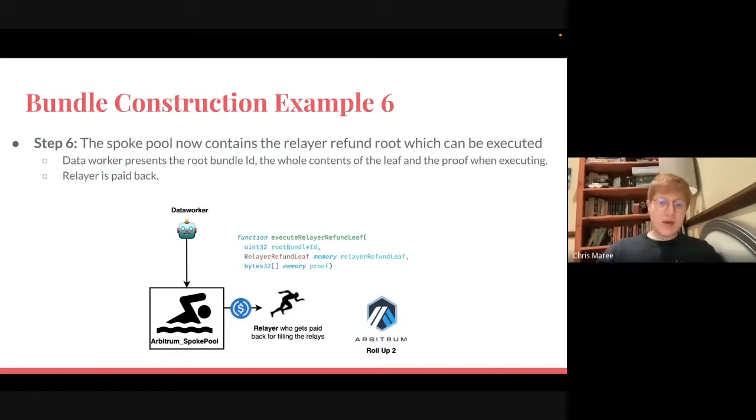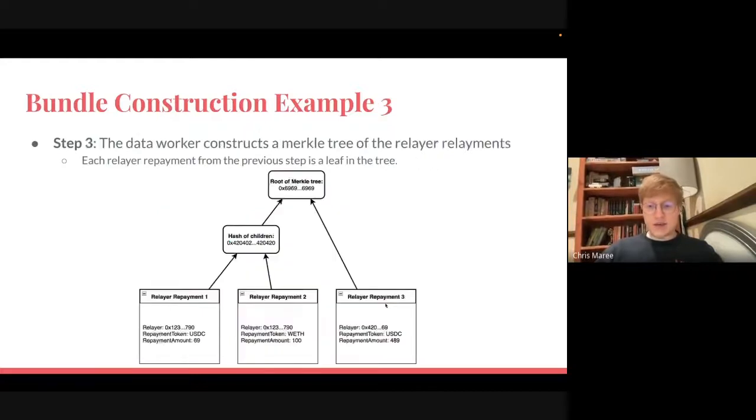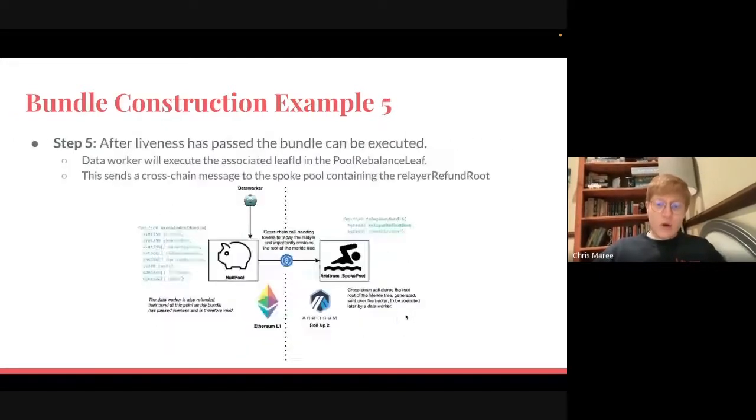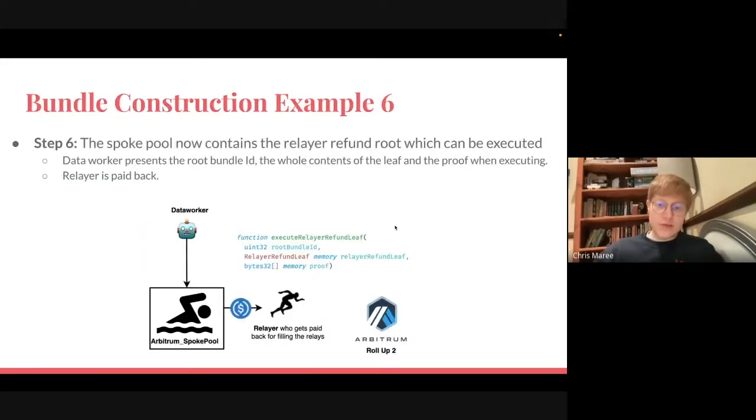And it's going to repay them the sum of the two relays that they did, if it's this relayer. There'll be two separate relayer refund leaves, and they will need to be executed separately because they're doing separate things. The one is sending USDC, the other is sending WETH, right? So each of these relayer refund leaves can be executed, and importantly, they all fall within the same root. So each leaf has its own proof, and they all fall within the same root. So this method will be called for each leaf that we constructed in the previous stage. And at this point, we've refunded the relayers.